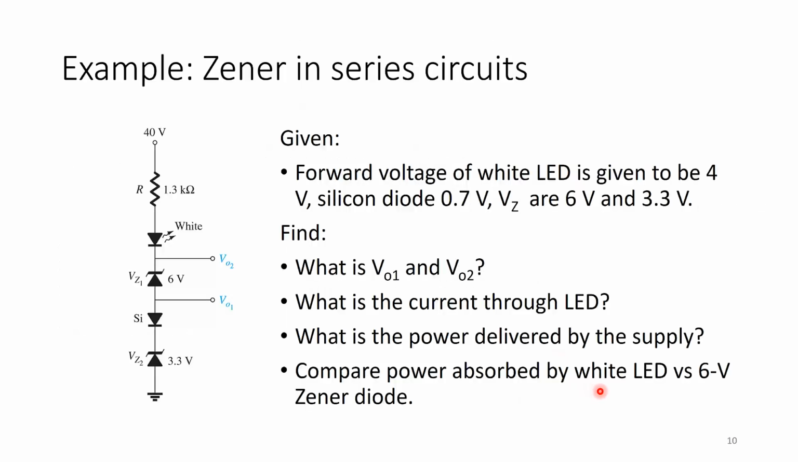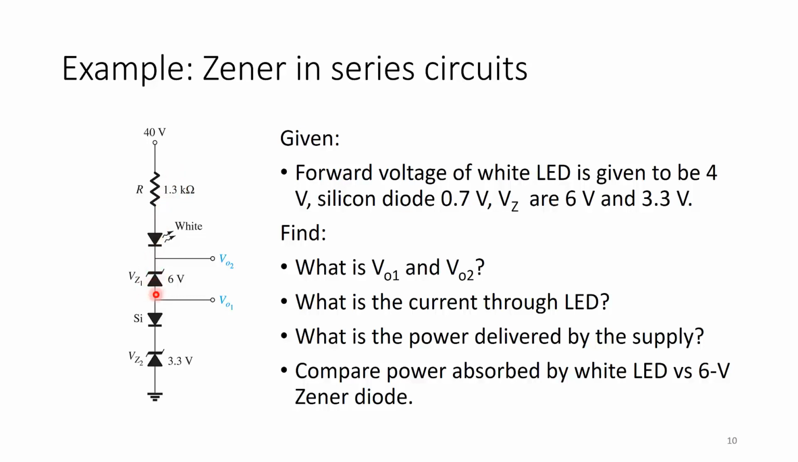So for example, let's have a look at Zener diodes in series circuits. Given a circuit with a forward voltage of the white LED of 4 volts, a silicon diode of 0.7 volts, and VZ of 6 volts. Notice how the Zener diode is connected in the circuit. It is already connected in reverse bias, in the opposite direction to the positive current flow that is expected into the white LED.